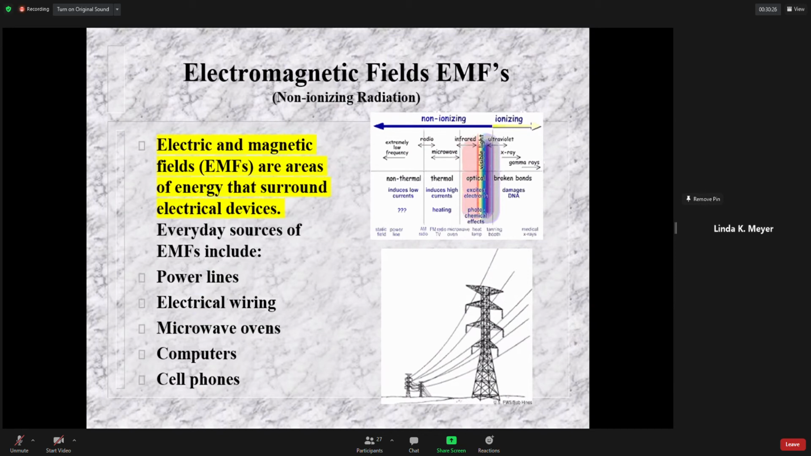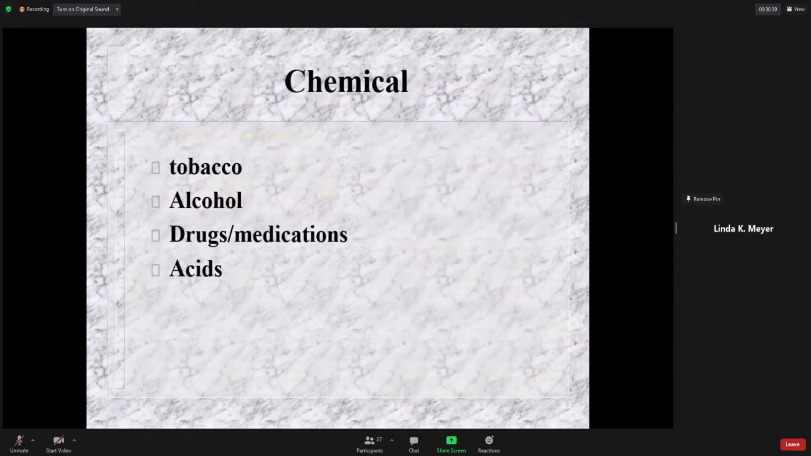Okay, so those are all physical trauma to the different forms of radiation that are classified as physical injurious stimuli. Let's go next to some chemical examples of injurious stimuli. Tobacco, alcohol, various drugs and medications, and acids can cause injury.